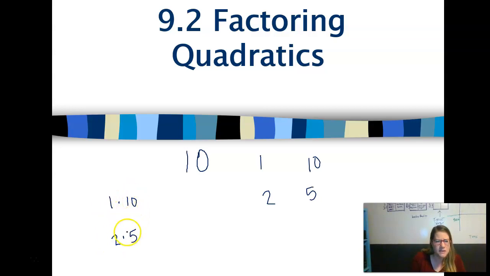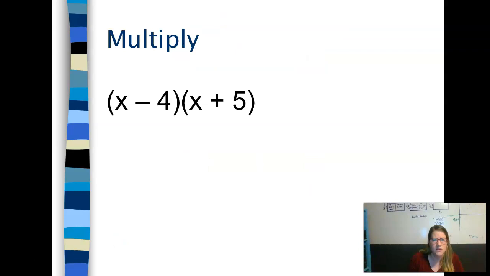Both of these still equal 10, but this is a different form of writing it, and it's written in what we call factored form. So 2 is a factor of 10, and 5 is a factor of 10. If I multiply them together, it equals the same as 10. That's the idea of what we're doing, but we're doing it with quadratic equations. Before we start, I want to show what we're doing here.